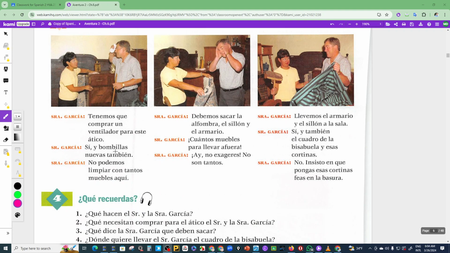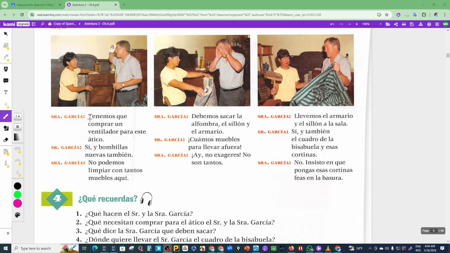Muy bien. In this dialogue, I'm gonna go through the dialogue, but especially with the words, because my objective is that you continue learning vocabulary in every single one of the dialogues or readings from the book.